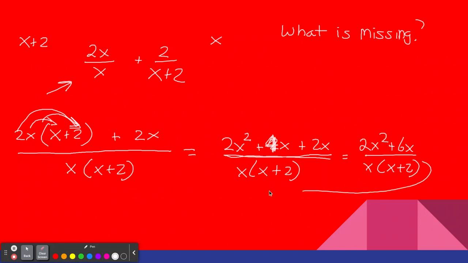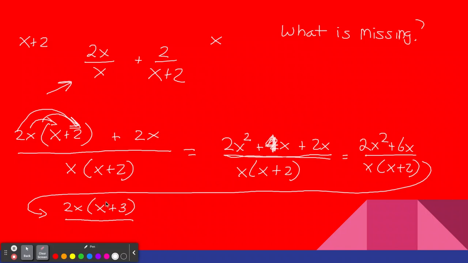Let's bring it down here, bring an arrow over here. So we know we can take out a 2x, and then we're going to just have x plus 3, right? We're just factoring here. Again, if you want to double check, just distribute. 2x times x is 2x squared, right? And 2x times 3 is 6x. And then we just have our x plus 2 over here.